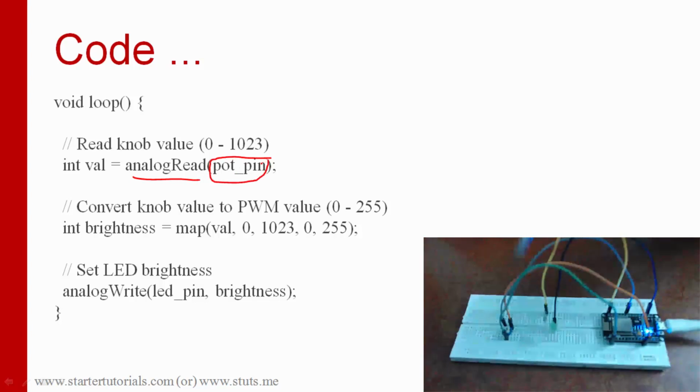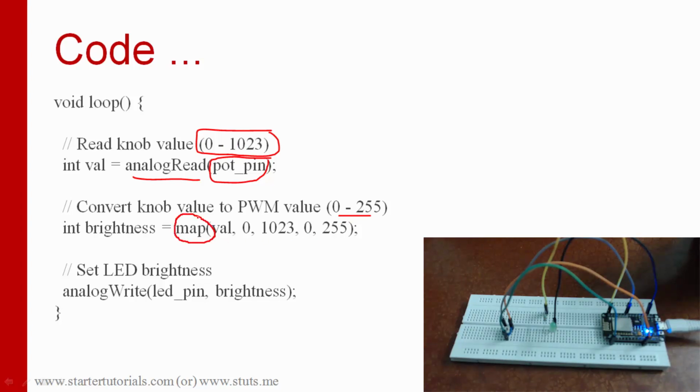So this green wire is connected to A0, and this potentiometer, the value returned by this function will be in the range 0 to 1023, and we map these values to the range 0 to 255 by using a predefined function called map. Using this function we are changing the value which we read from the potentiometer, its source range is 0 to 1023 and the target range is 0 to 255, and the final value is stored in brightness and it is given as parameter to analog write.